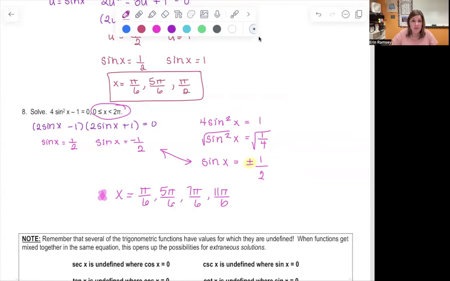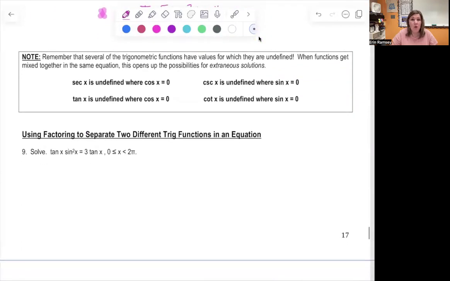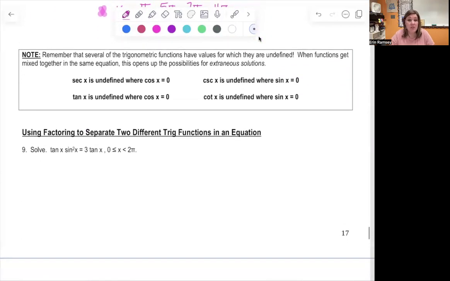When we are solving these equations, we're going to look at some where we just use some factoring of some other sort. It may not be because it's quadratic, but this note here is really important. There are values of secant, cosecant, tangent, and cotangent that are undefined. Since they're reciprocals, secant is going to be undefined anywhere that cosine of x equals 0, because the reciprocal of 0 would be 1 over 0, and we cannot divide by 0. So those are the things that we have to look out for.